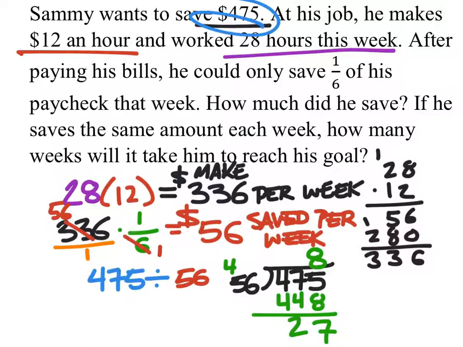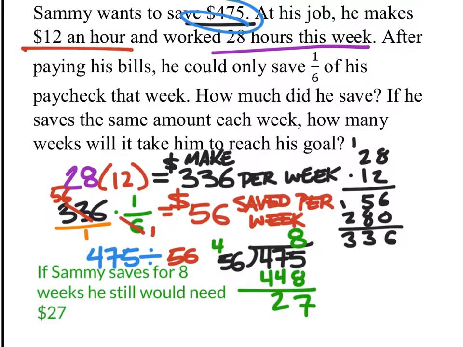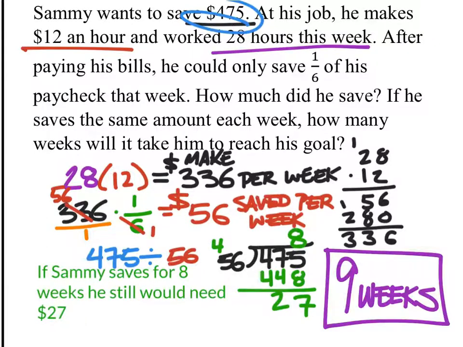Now, what this also means is that if Sammy had saved up for 8 weeks, he's going to be short. He would only have $448. He would still need $27. So how many weeks will it take him to reach his goal? That's going to be 9 weeks, actually. Because once again, the 8 weeks is not enough time. He would be short by $27.